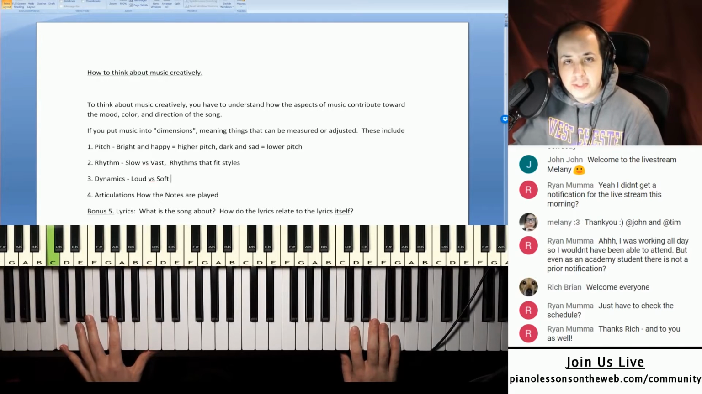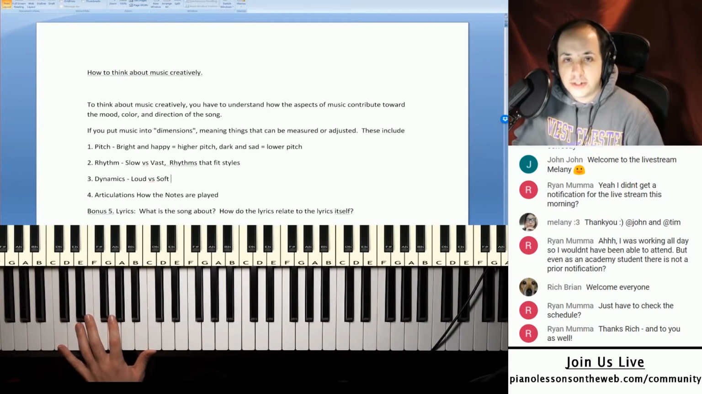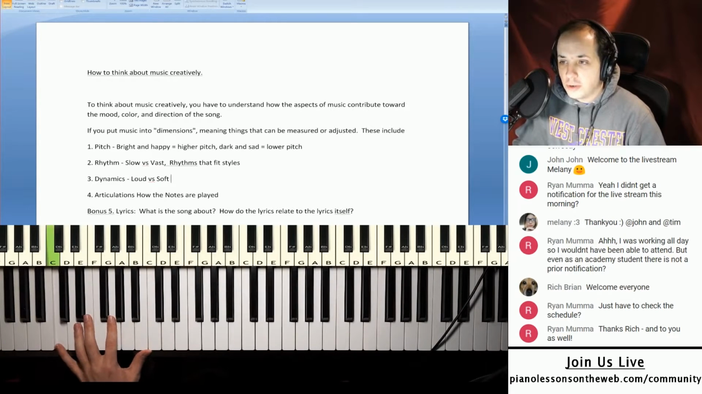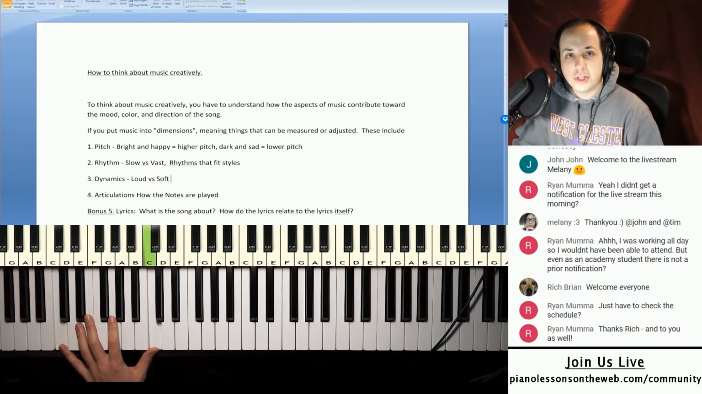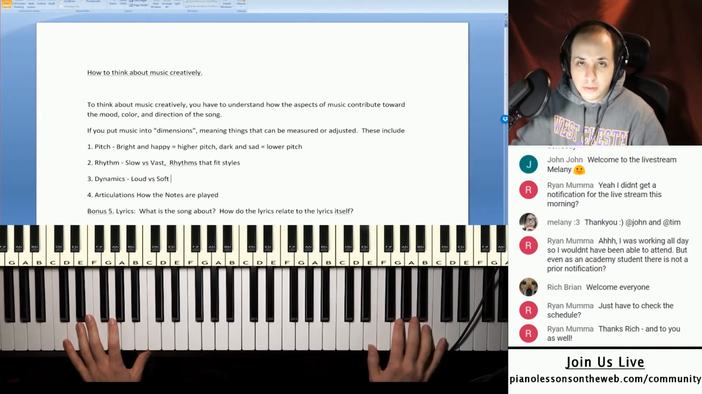And how do those things contribute towards the overall sound of the song? Is there something like a very slow horse carriage kind of moving along? Or is it something that races along really quick?